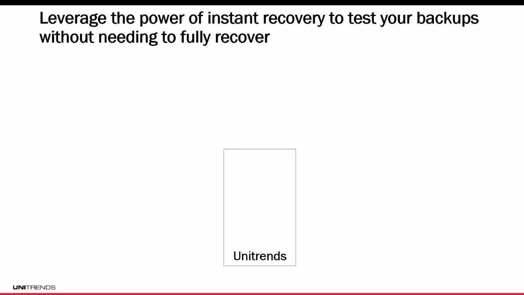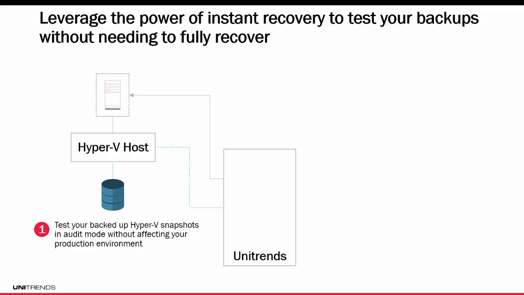Because your backup storage can be leveraged to instantly recover your Windows servers, your VMware VMs, or Hyper-V VMs, you can spin up any of those options in audit mode, so you can test the backups at any point without interrupting your production environment. So for Hyper-V, you simply point it to a Hyper-V host, utilize your Unitrends appliance as your backup storage, and you can test it in audit mode, so you can be sure that your backup was successful because you can see the recovery performance of that virtual machine.